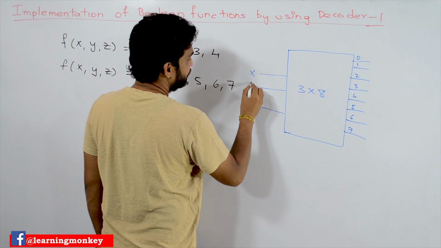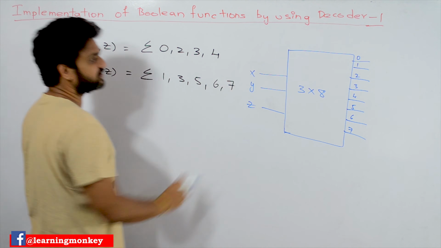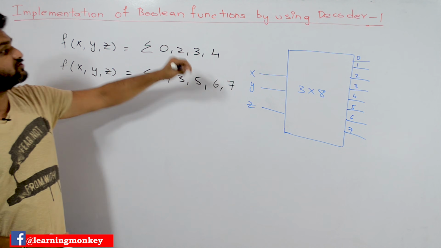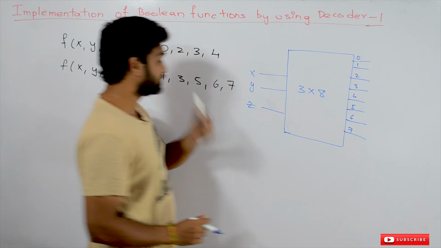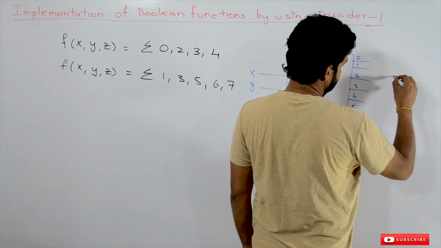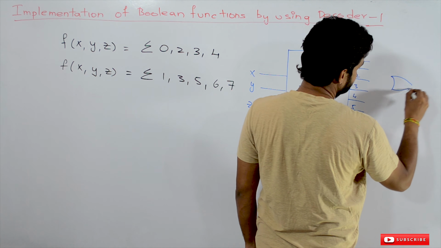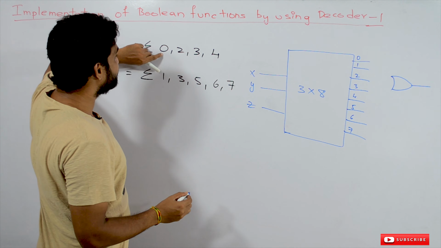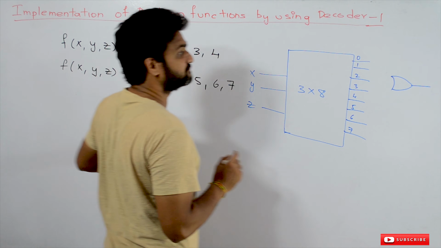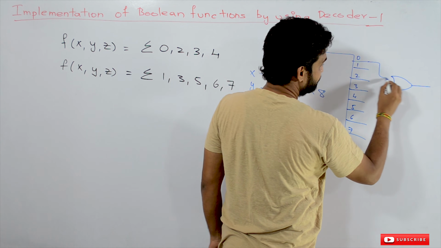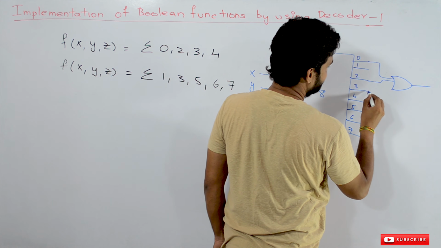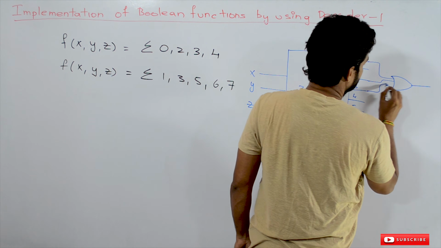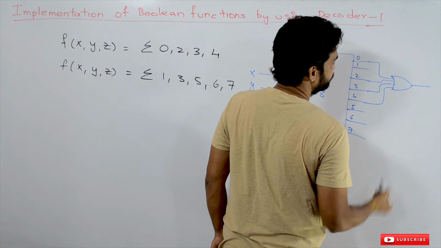Here the variables are x, y, z, and this is a 3 by 8 decoder. If you want to implement these functions using the decoder, we have to use an OR gate. So let's use an OR gate. How can we implement it? Just connect all the minterms that are there in the function. The minterms in the function are 0, 2, 3, 4, so all these minterms will get connected to this OR gate.